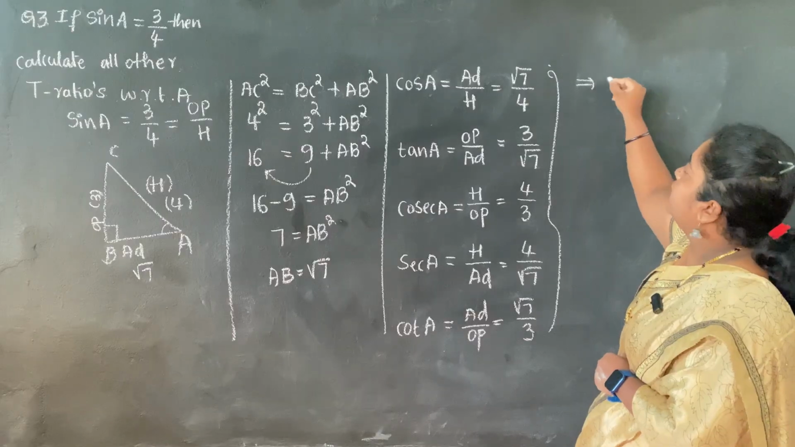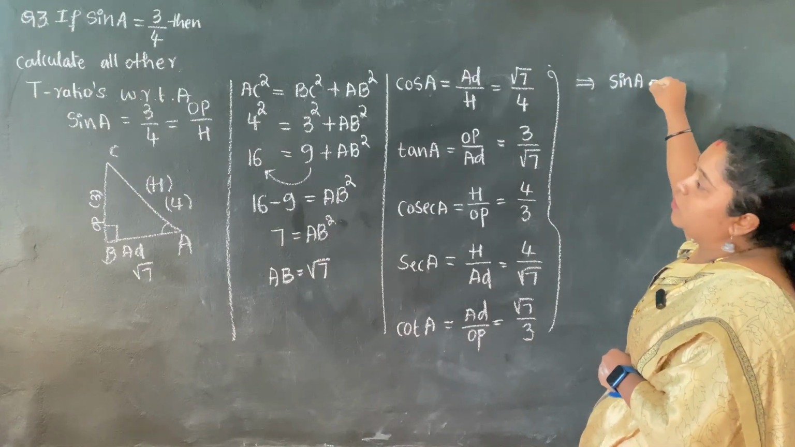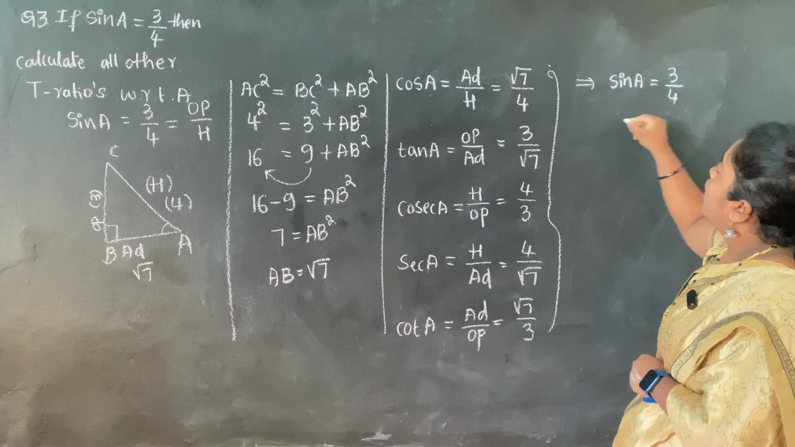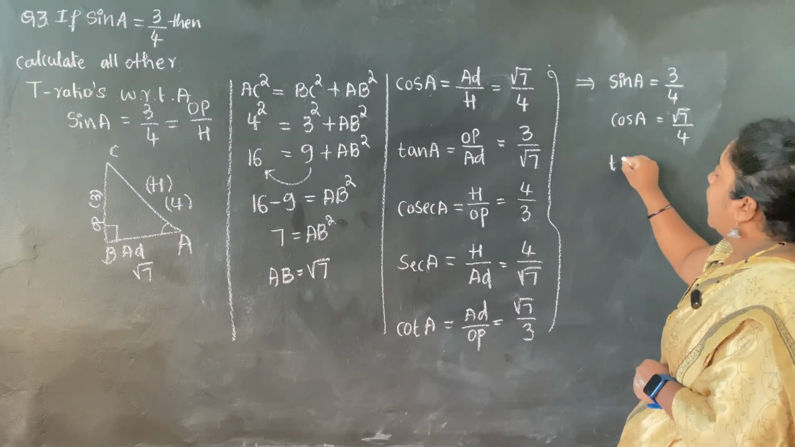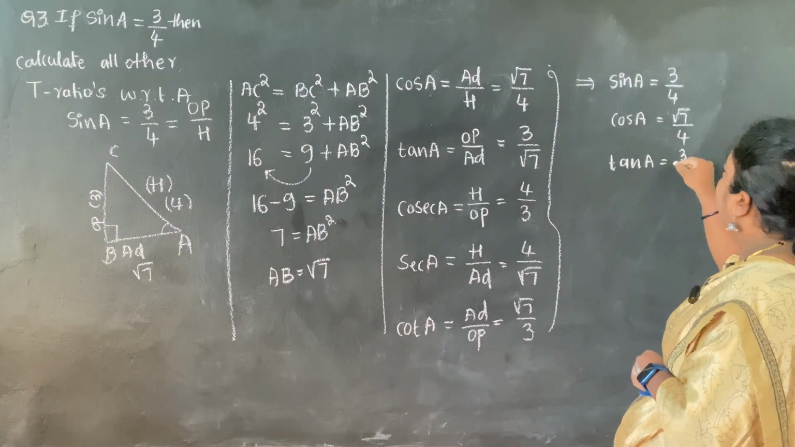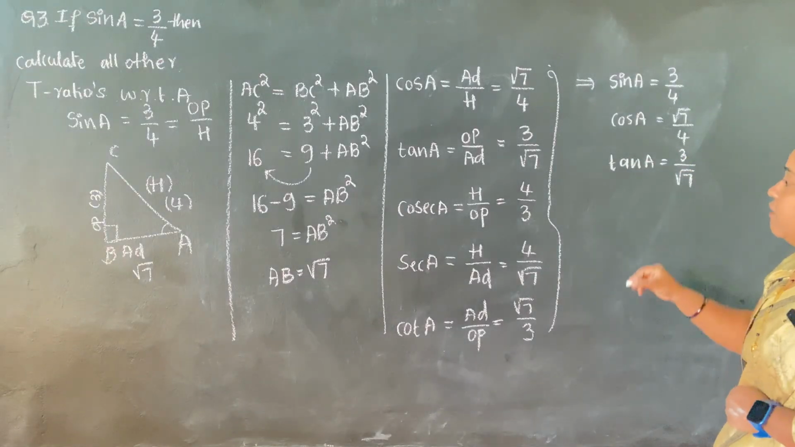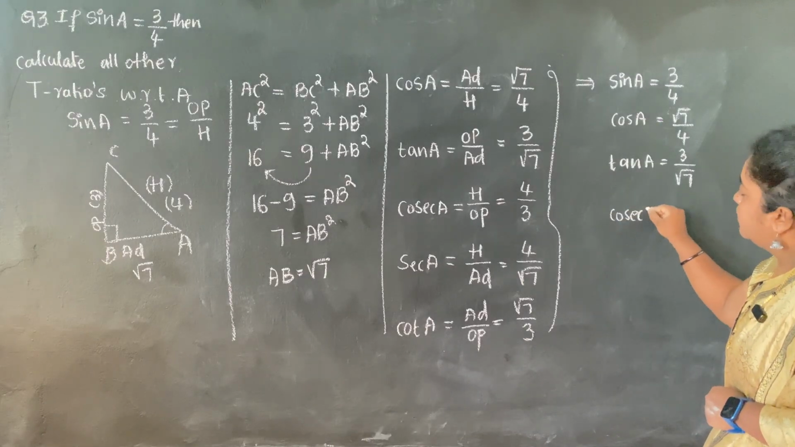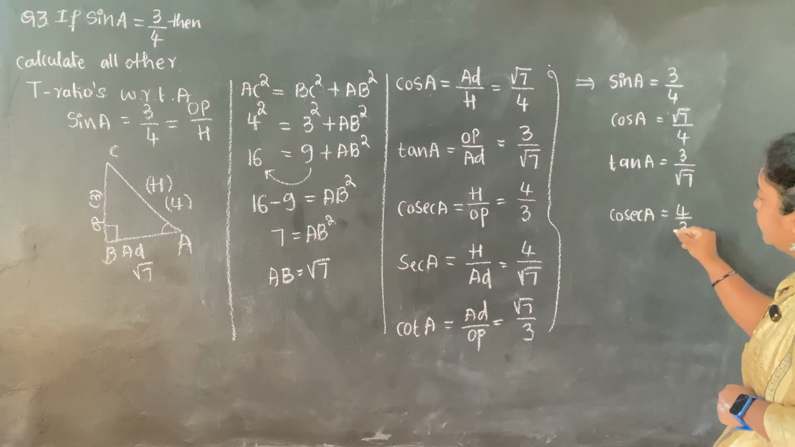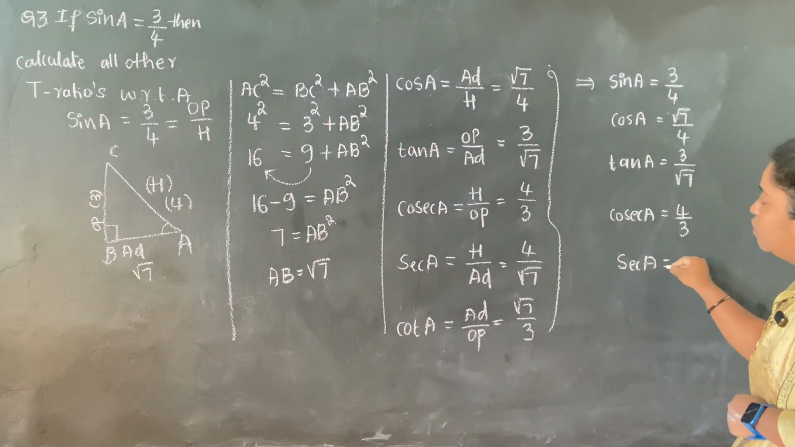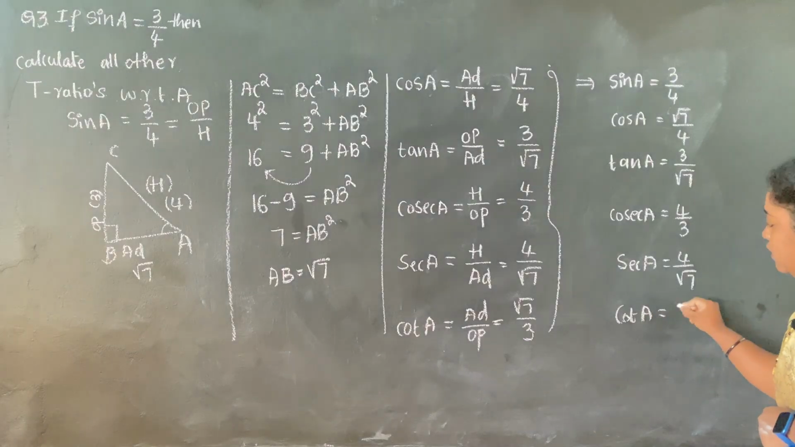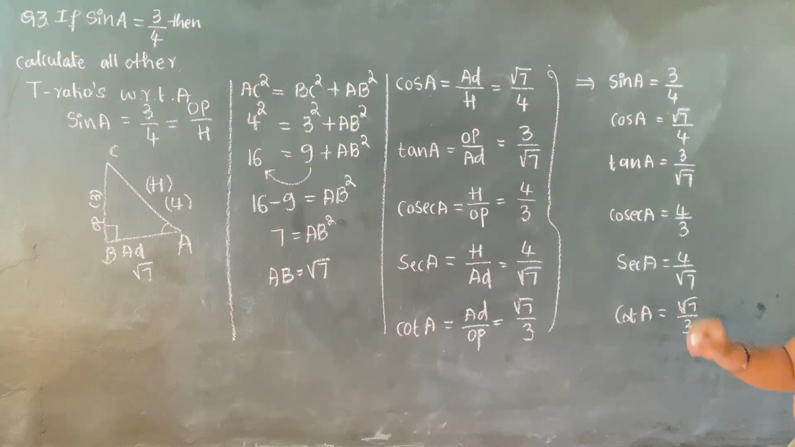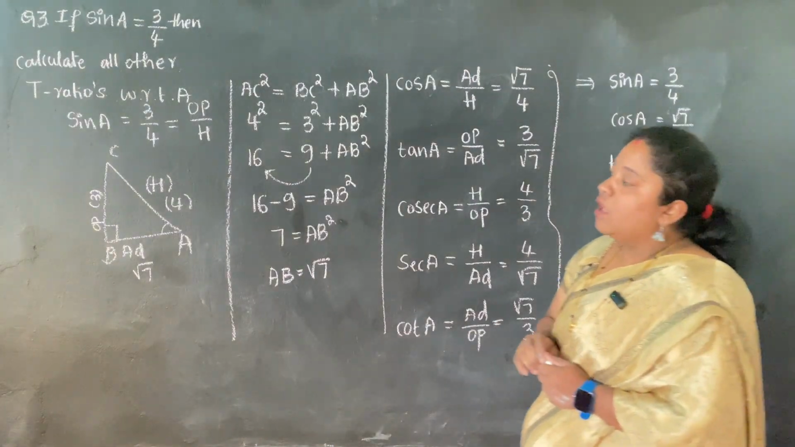So we'll write at the end, see, sine A is equal to, dears, 3 by 4. Cos A is equal to root 7 by 4. Tan A is equal to 3 by root 7. Fine. And after that we have cosec A. Cosec A is equal to 4 by 3. Sec A is equal to 4 by root 7. And after that the last one, cot A is equal to root 7 divided by 3. So this is how we write all the trigonometric ratios associated with angle A.